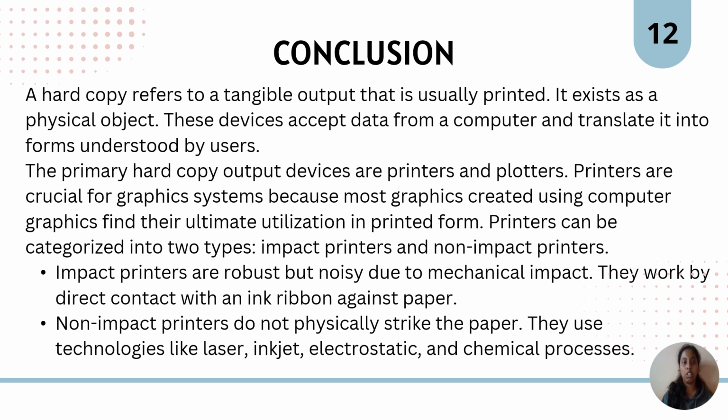Impact printers are robust but noisy due to the mechanical impact. They work by direct contact of the ink ribbon against the paper. Non-impact printers do not physically strike the paper. They use technologies like laser, inkjet, electrostatic, and chemical processes.